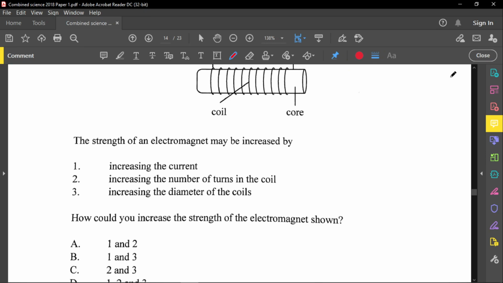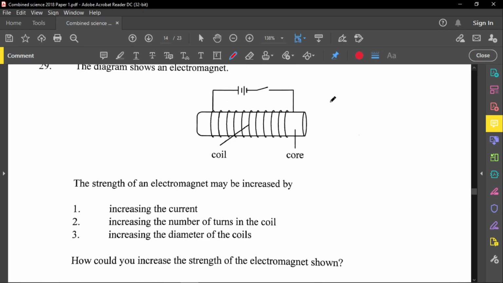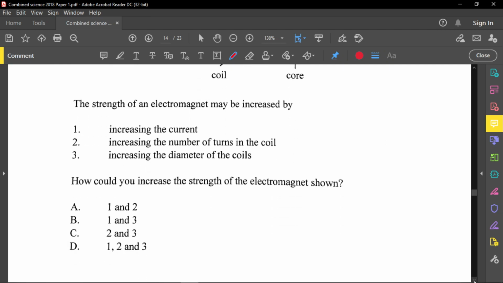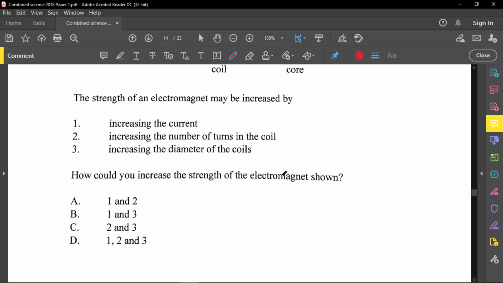So in terms of this magnet, how could you increase the strength of the electromagnet shown? And so the battery is there, which will produce a steady current, all right, unless you add more batteries to it. But in terms of the wire, you could increase the number of turns on the wire, right? Or you could use a thicker wire with the same amount of turns, right? So therefore, 2 and 3 will be the best option right here. Okay, but remember, all three of them can also increase, right? So let's go with 2 and 3. Okay, all right.